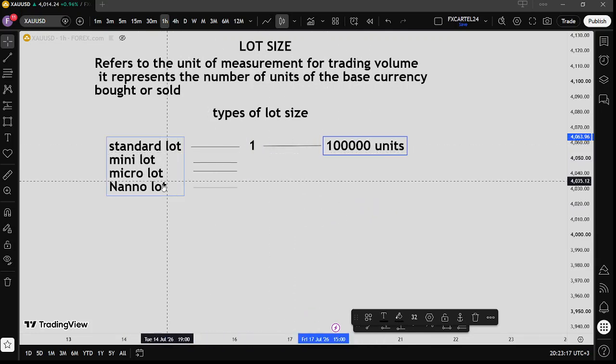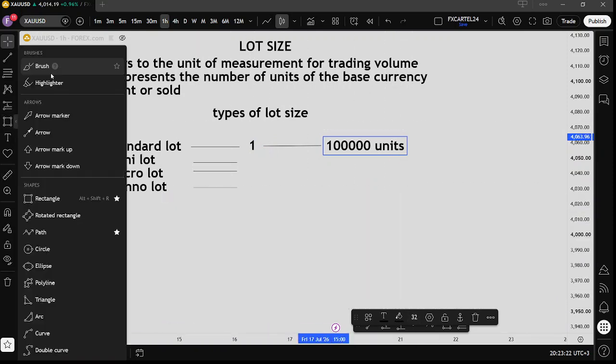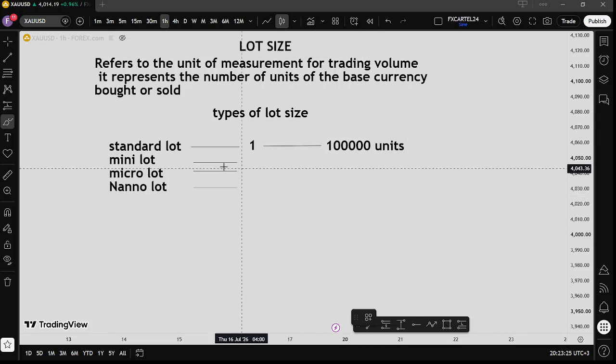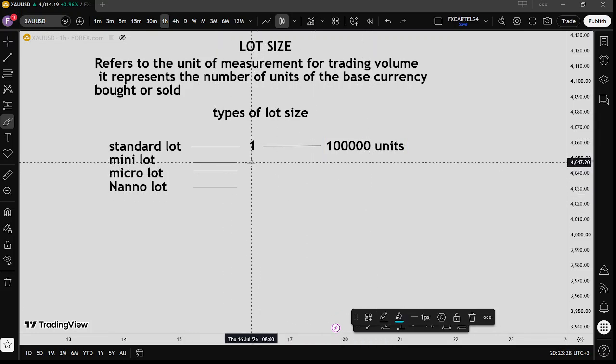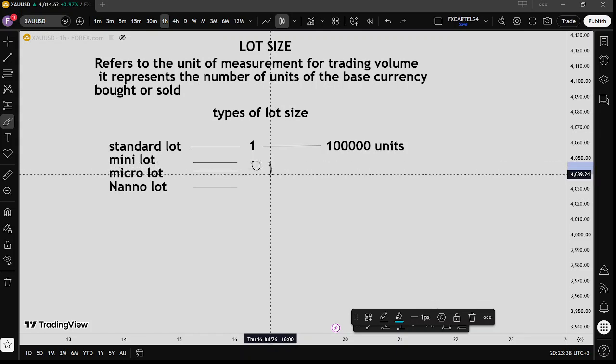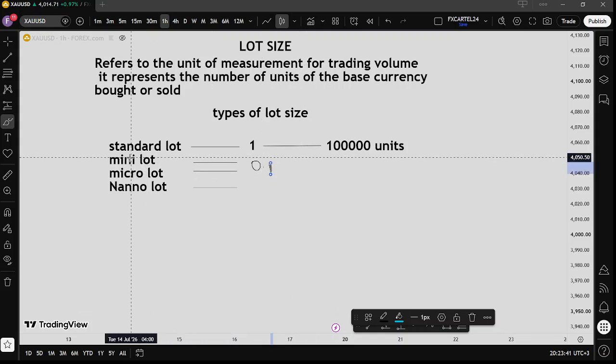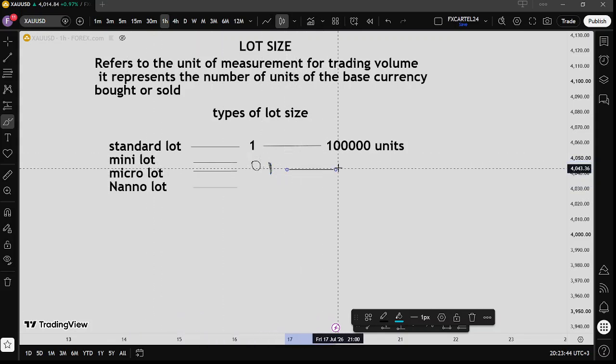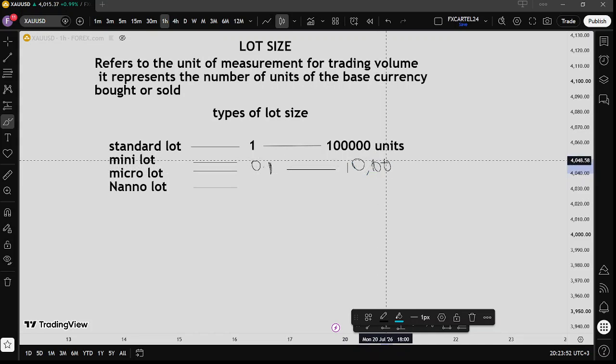Then a mini lot starts from 0.1. Anything that starts from 0.1 is a mini lot, and a mini lot's units are at 10,000 units. We are going to look at it in the future and you will understand deeper.